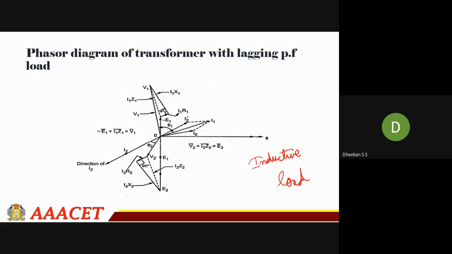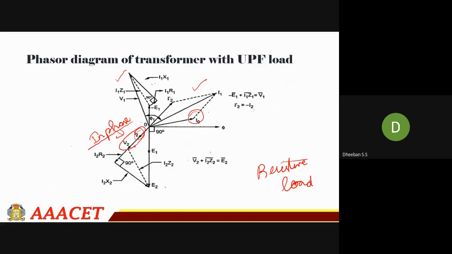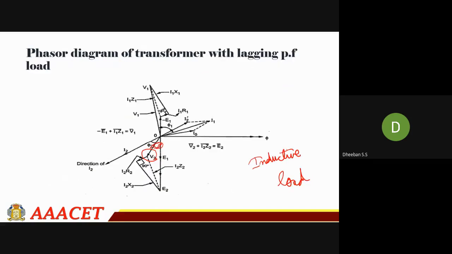So here you can see for the inductive load, your V2 will be there. Okay. So here there will be voltage drop. Due to the voltage drop only, this displacement occurs. Okay. But at this point of view, you will be considering your E2 equal to V2, because there won't be any kind of voltage drop. But when the voltage drop occurs, this displacement will be happening. This is what will be occurring in the practical condition of your transformer. So this V2 will be displaced by a particular angle from your E2.